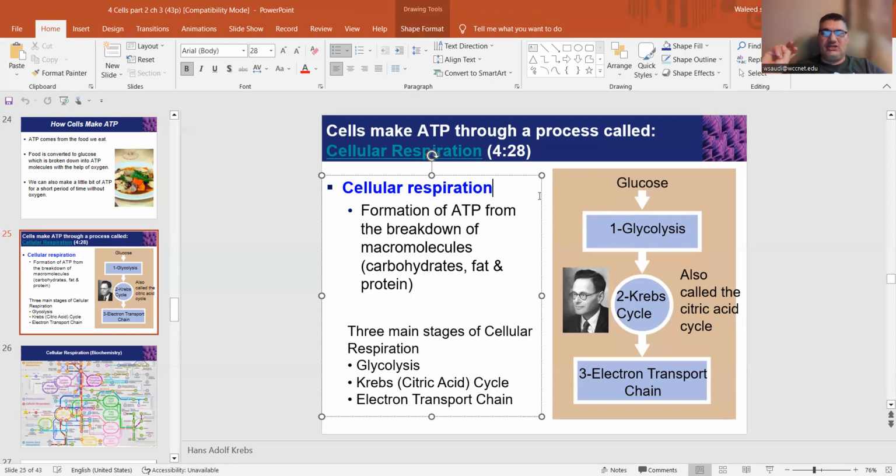How did you get the 2 ATP? You consume 2 and you produce 4. So the net result is 2. And this is exactly what you have to know.